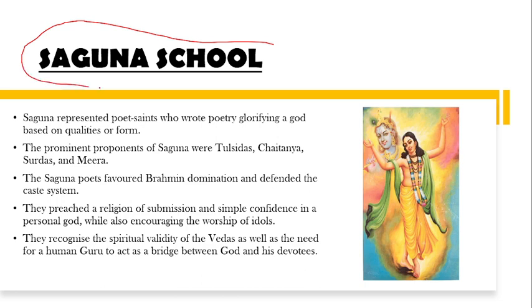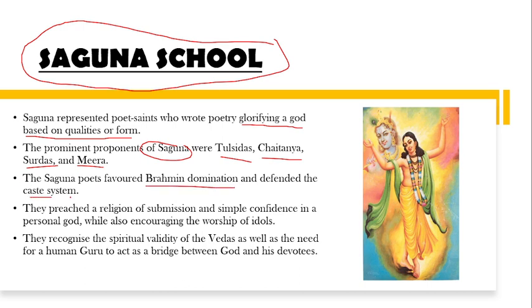Next is the Saguna school. The Saguna represented the poet saints who wrote poetry glorifying a god based on qualities or form. The prominent proponents of Saguna were Tulsidas, Chaitanya Mahaprabhu, Suradas, and Mirabai. The Saguna poets favored Brahmin domination and defended the caste system, while the Nirguna people did not favor Brahmin domination and also opposed the caste system.